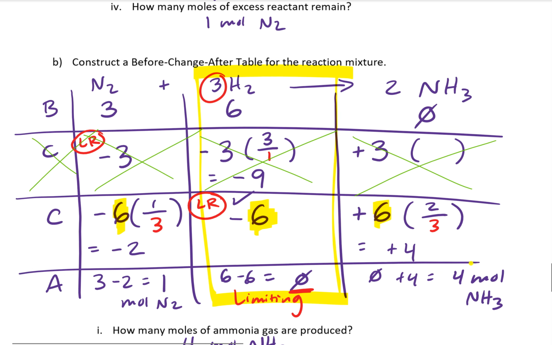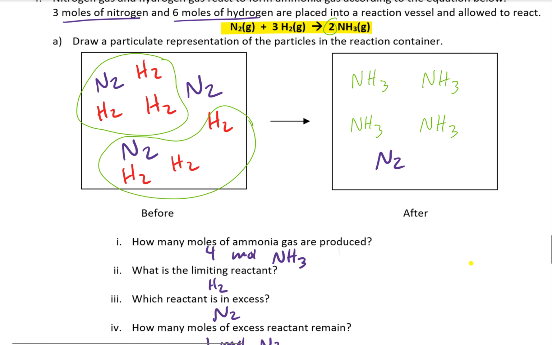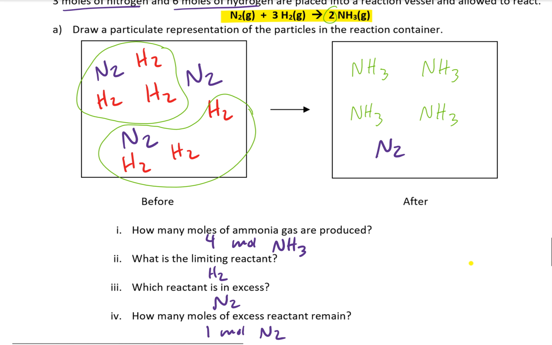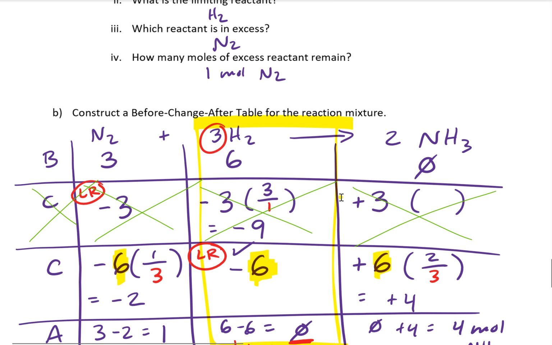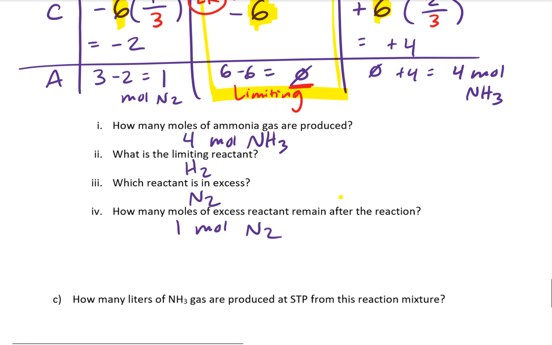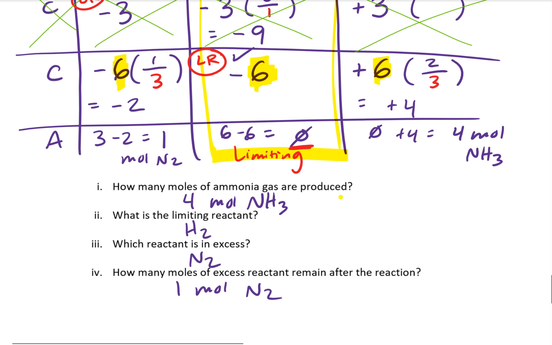And if we were to compare this to our picture from above, this is exactly what our picture is showing us. We made 4 moles of ammonia, 1 mole of nitrogen remains, and all of the hydrogen is completely used. So therefore, that hydrogen is the limiting reactant.